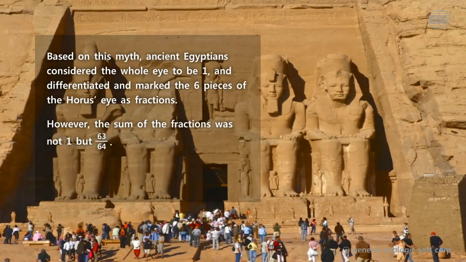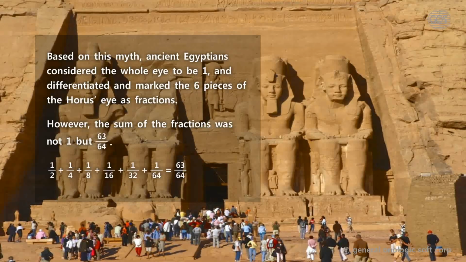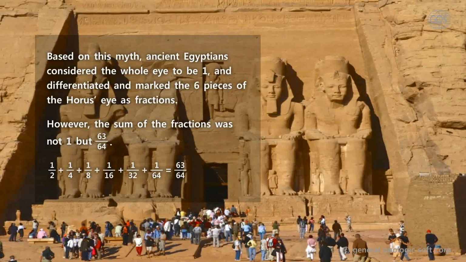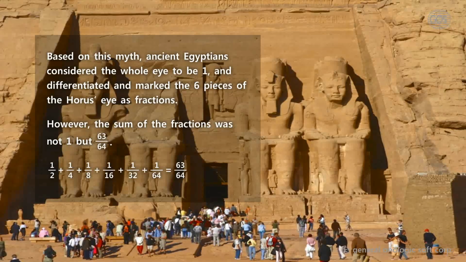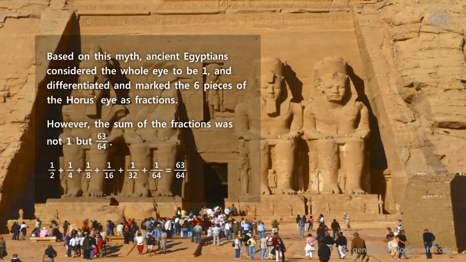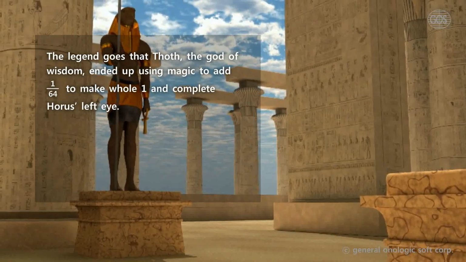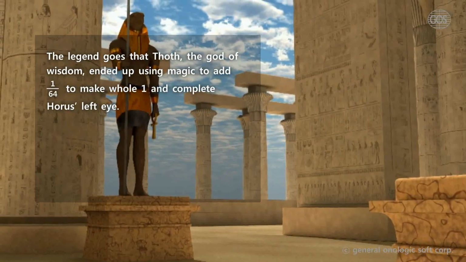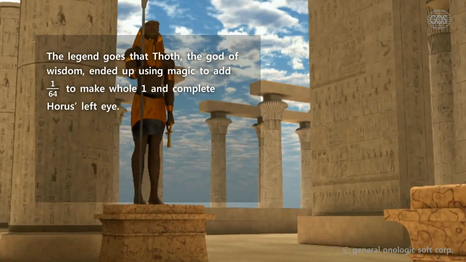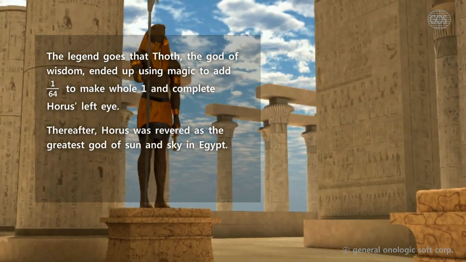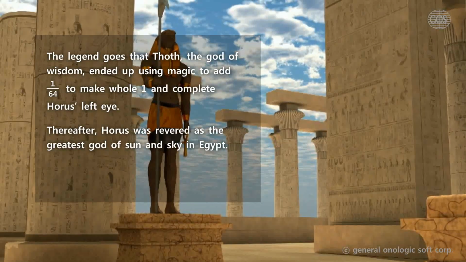However, the sum of the fractions was not 1 but 63/64. 1/2 plus 1/4 plus 1/8 plus 1/16 plus 1/32 plus 1/64 equals 63/64. The legend goes that Thoth, the god of wisdom, ended up using magic to add 1/64 to make whole 1 and complete Horus' left eye. Thereafter, Horus was revered as the greatest god of sun and sky in Egypt.